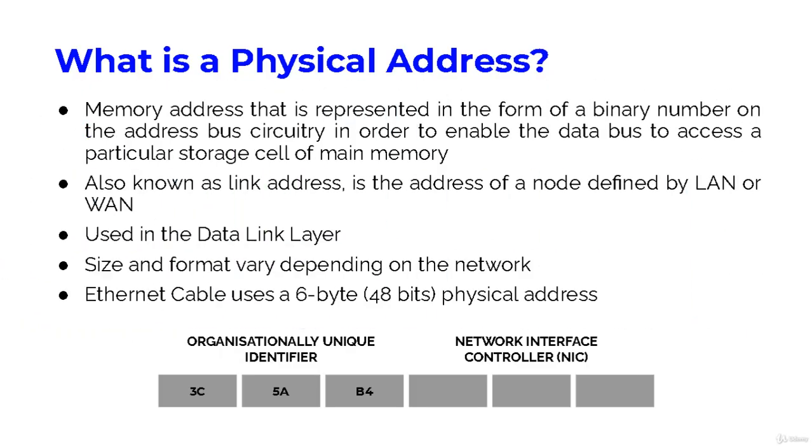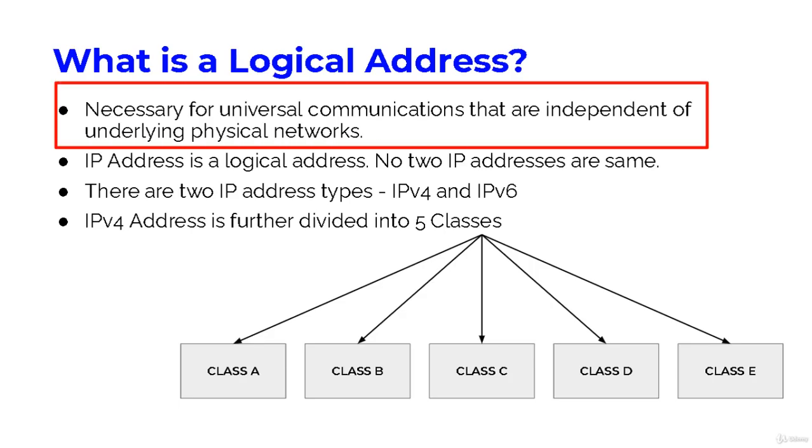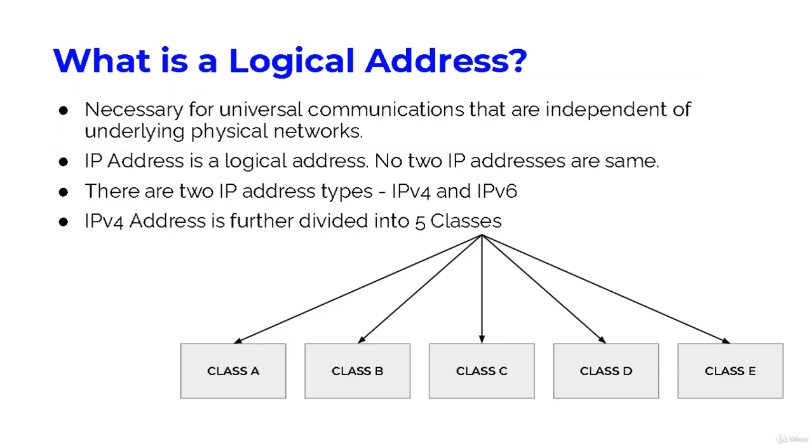So let us move on to next address, which is logical address. What are logical address? Logical addresses are necessary for universal communications that are independent of underlying physical networks. Physical addresses are not adequate in an internetwork environment where different networks can have different address formats. A universal addressing system is needed in which each host can be identified uniquely regardless of the underlying physical network. The logical addresses are designed for this purpose only.